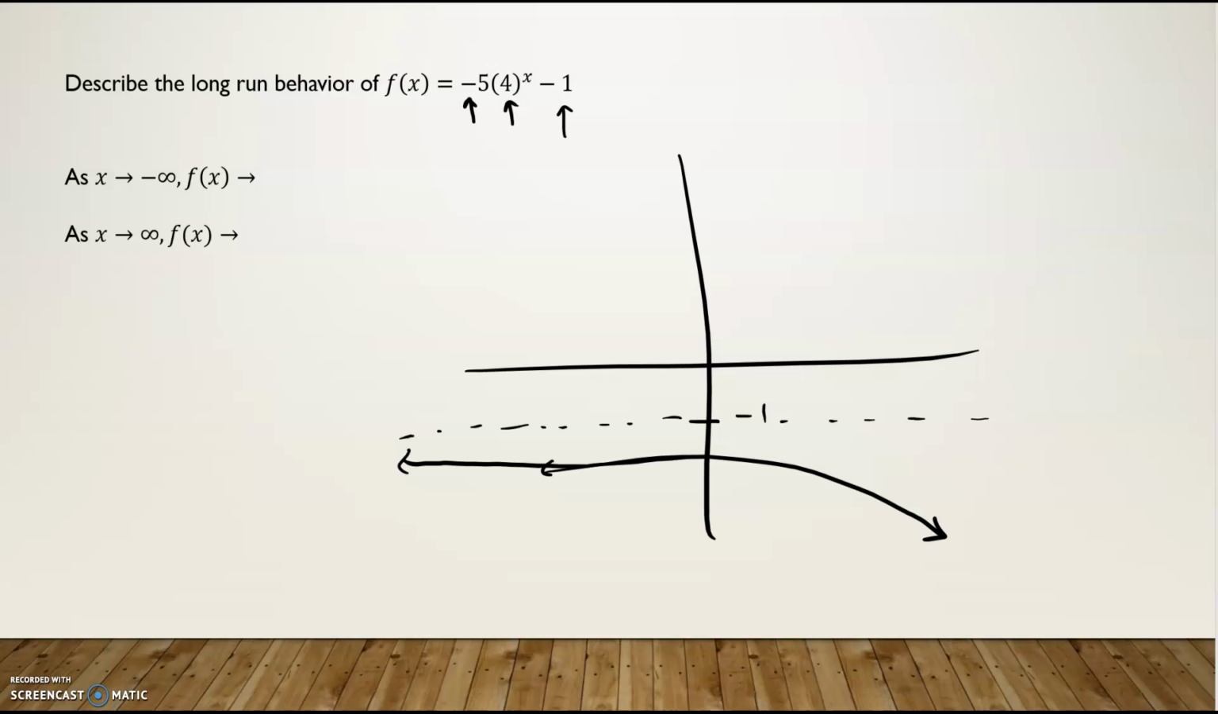So as x is going to negative infinity, what is our function doing? Well, it's getting closer and closer to that -1. As x is going to positive infinity, what is our function doing? Well, it's going to go down towards negative infinity.